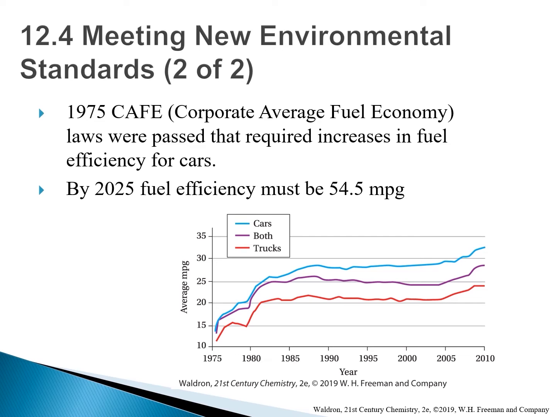In 2010, the Obama administration passed two new CAFE laws. The laws mandate that the average mile per gallon values must increase from 25.3 miles per gallon in 2010 to 34.1 miles per gallon in 2016 and to 54.5 miles per gallon by 2025.